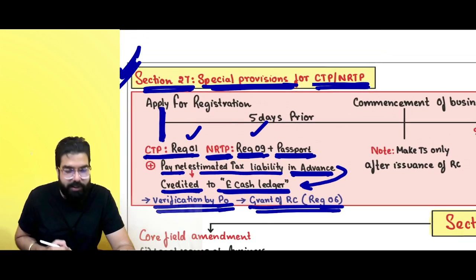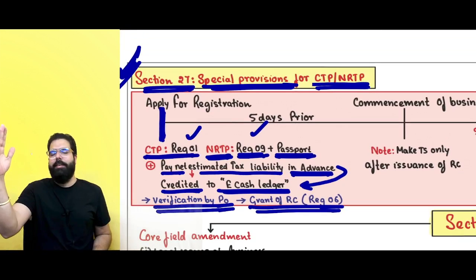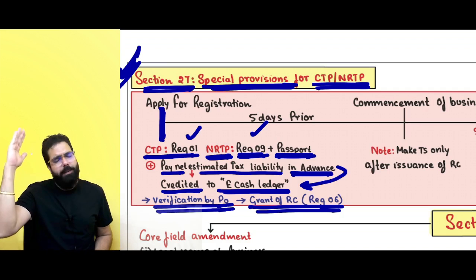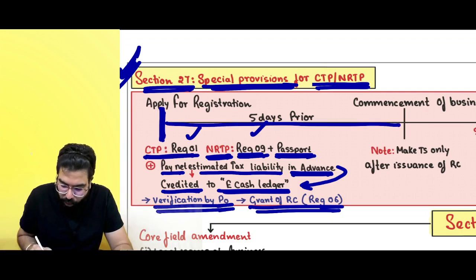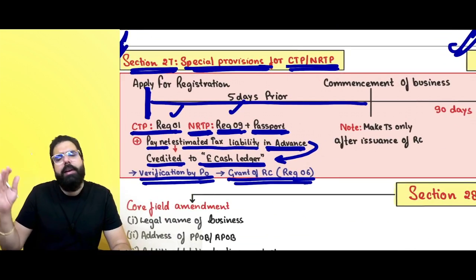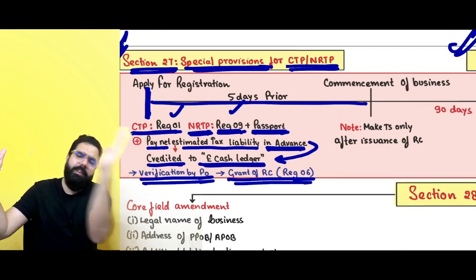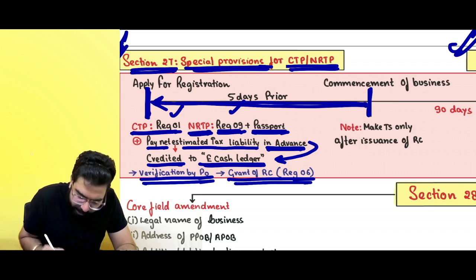Okay, sir, point is clear. Once you apply, whether in GST REG 01 or in GST REG 09, NRTP REG 09, a CTP and NRTP have to apply 5 days prior to the commencement of business. So commencement of business 5 days prior they will have to apply.